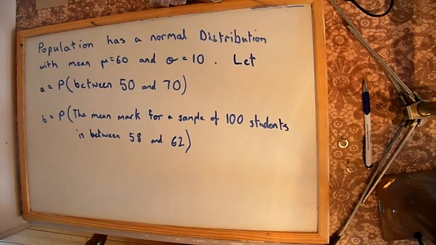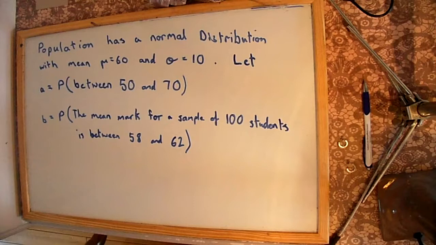Hello, so this is a statistical question involving a population of marks of students. We're told that it's a normal distribution with the mean as 60 and the standard deviation being 10. So we have to find A and B. A is the probability that the marks of the students are between 50 and 70.